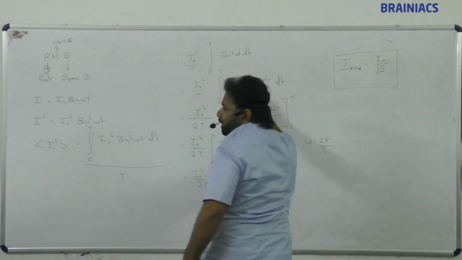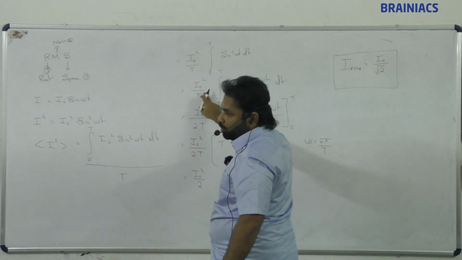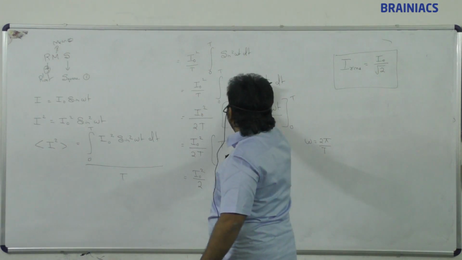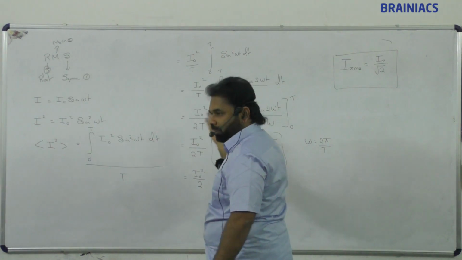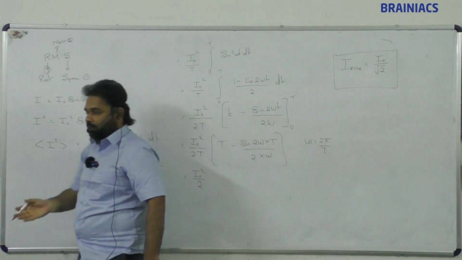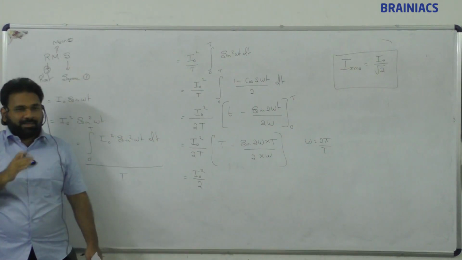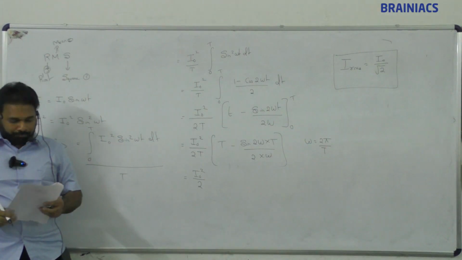Okay, this 2 was there, that 2 we took it outside: 1 minus cos 2 omega t by 2. This 2 also, whatever possible, we'll take it outside. Otherwise, we'll have to put that also inside the integration. Mistakes can come.